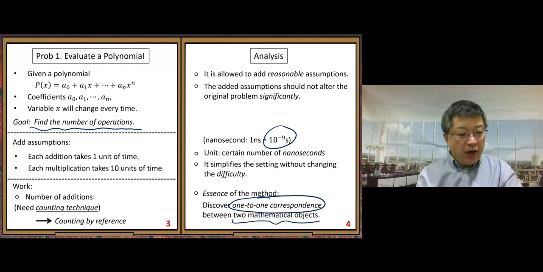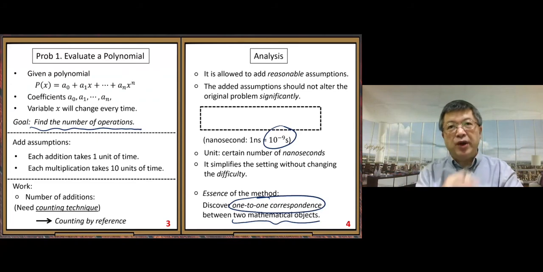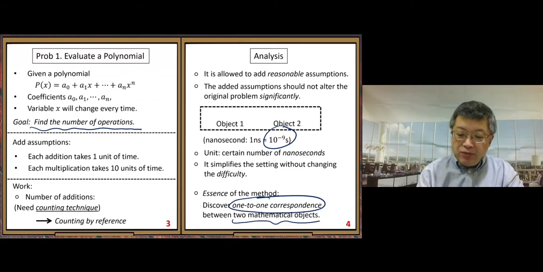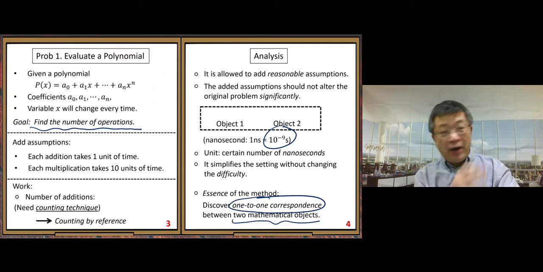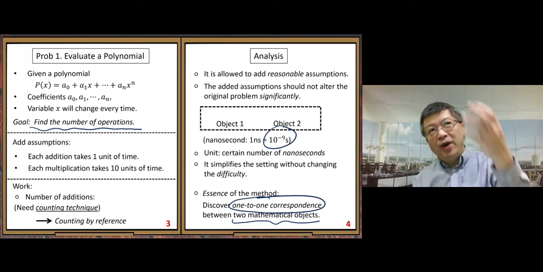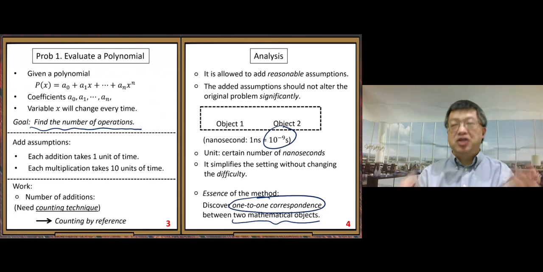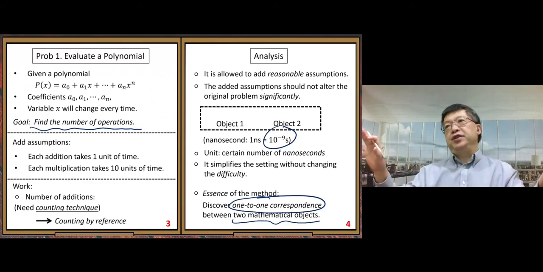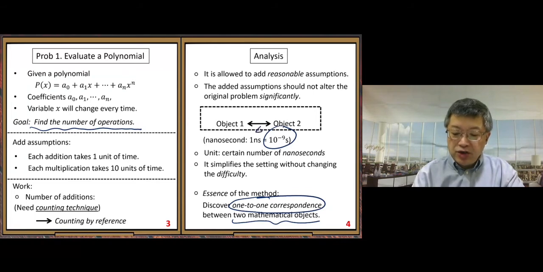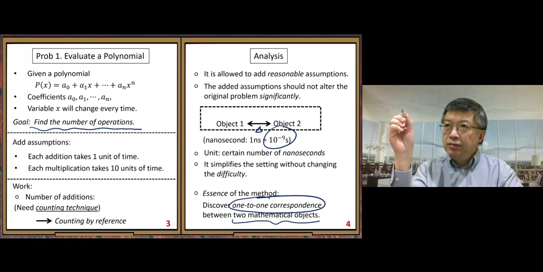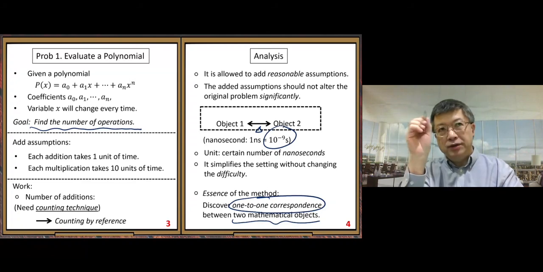All right, let me describe the idea in this way. We have object 1 and object 2, two mathematical objects. Here it's pretty abstract, so later in our example, I will tell you what is object 1 and what is object 2. Here I just described the general idea first. For object 1 and object 2, we want to establish this one-to-one correspondence. Then we can use it for counting.